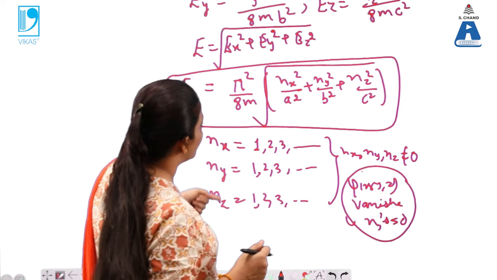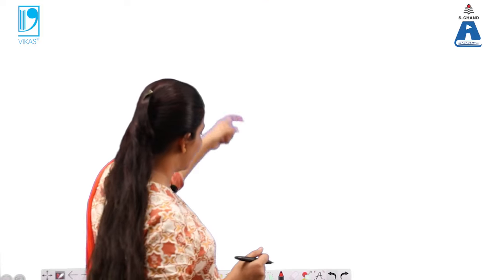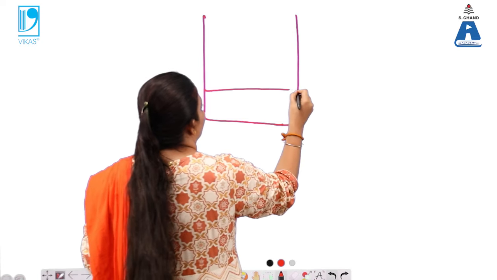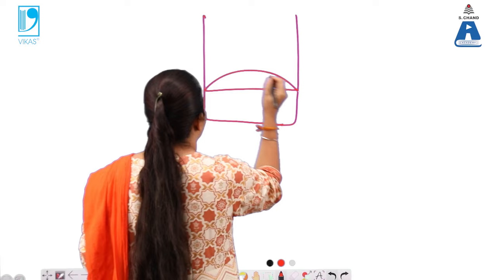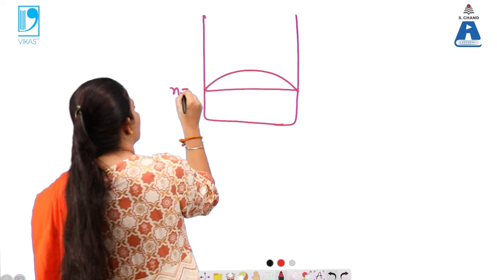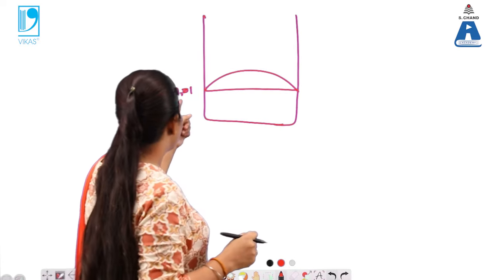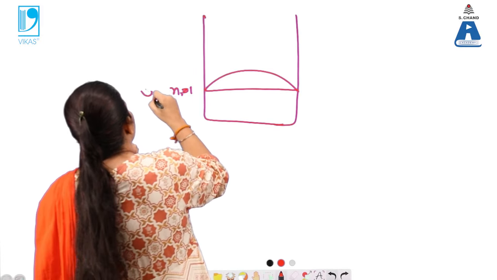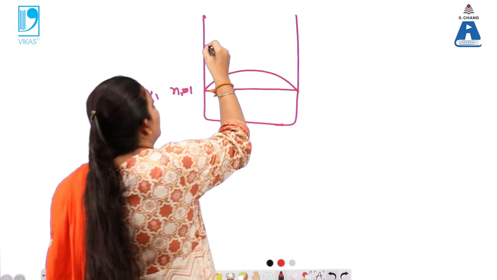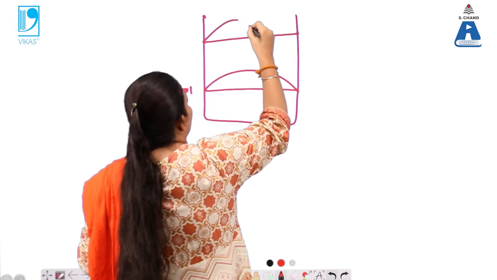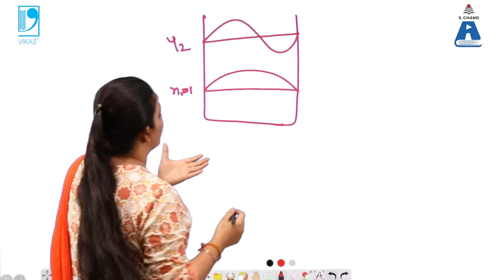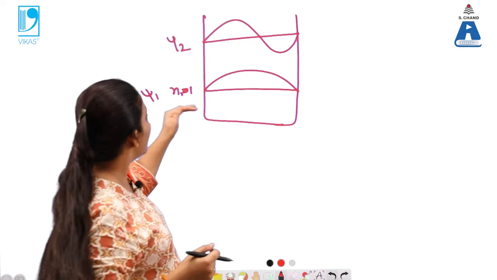Now on plotting these values of the wave function, we will get, in a similar way, the wave function for the particle for n equals to 1. N equals to 1 means nx equals to 1, ny equals to 1 and nz equals to 1. So here this is the first function psi 1. Again for psi 2, this is the wave function. Now this is the plotting of the wave function for the different n values.